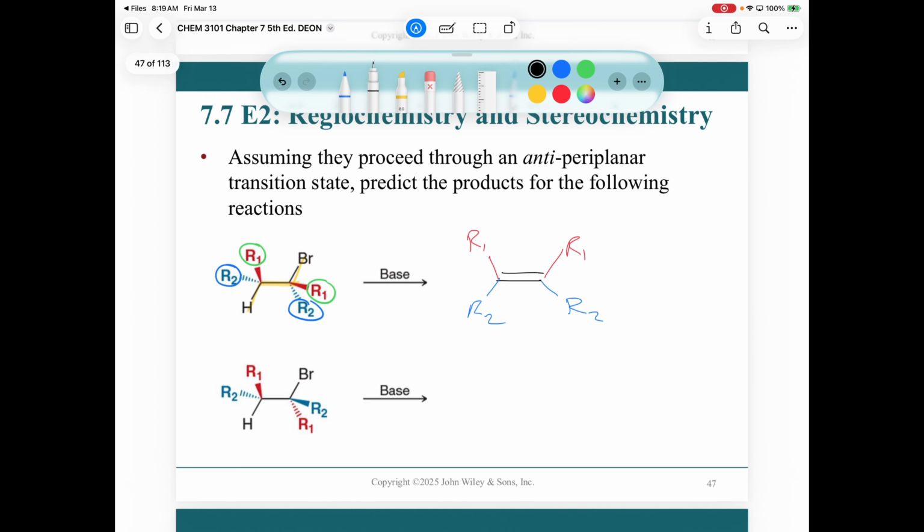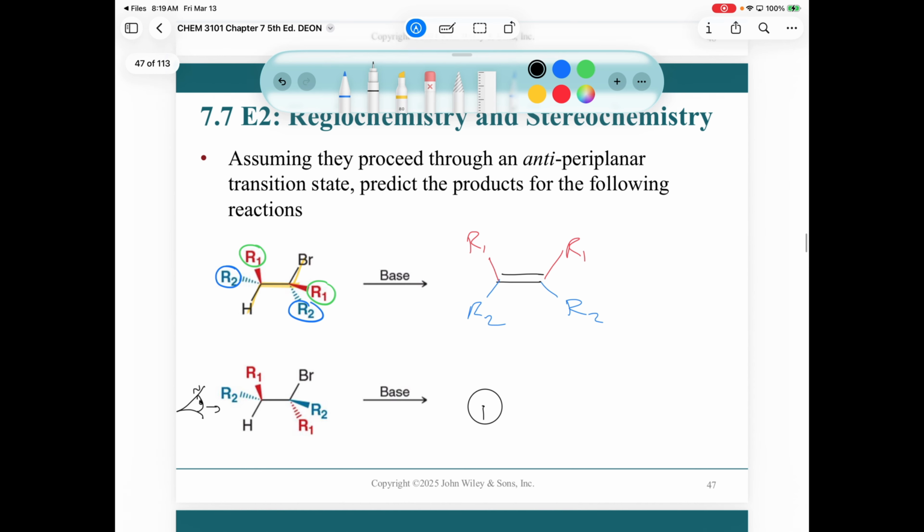If I asked you guys, we did this a few chapters ago. If I said, draw a Newman projection of this, what you would have drawn is this. Let me get my black pen. Okay, so we've got our carbon in the front, and we've got our carbon in the back. On the carbon in the front, we've got a hydrogen here. In the back, we've got a bromine going up like this.